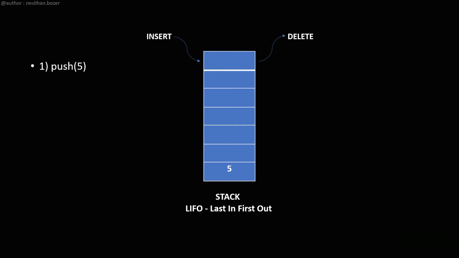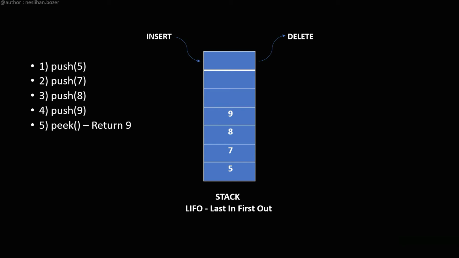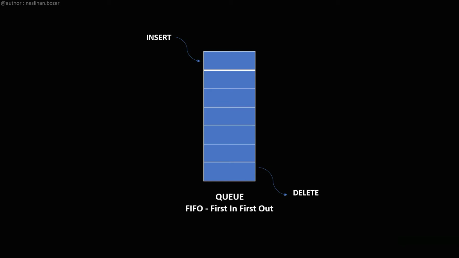If we want to push 5, it works in last in, first out. If we keep pushing data to the stack, it just adds the values on top. If we peek at a value, it doesn't remove anything, it just returns the latest added element. If we pop, it removes 9.